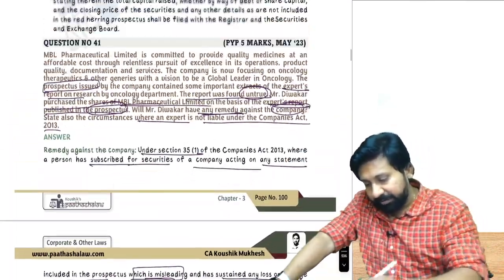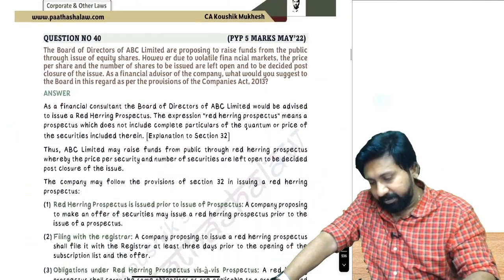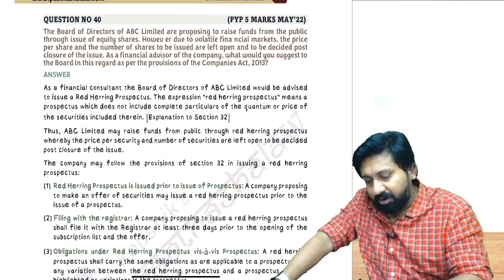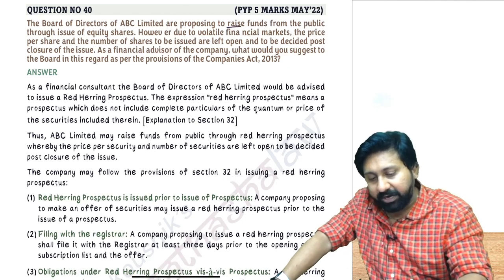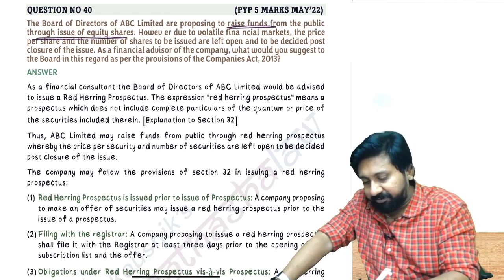So with this, we completed question number 41. Next, question number 40. The board of directors of ABC Limited are proposing to raise funds from the public through the issue of equity shares.